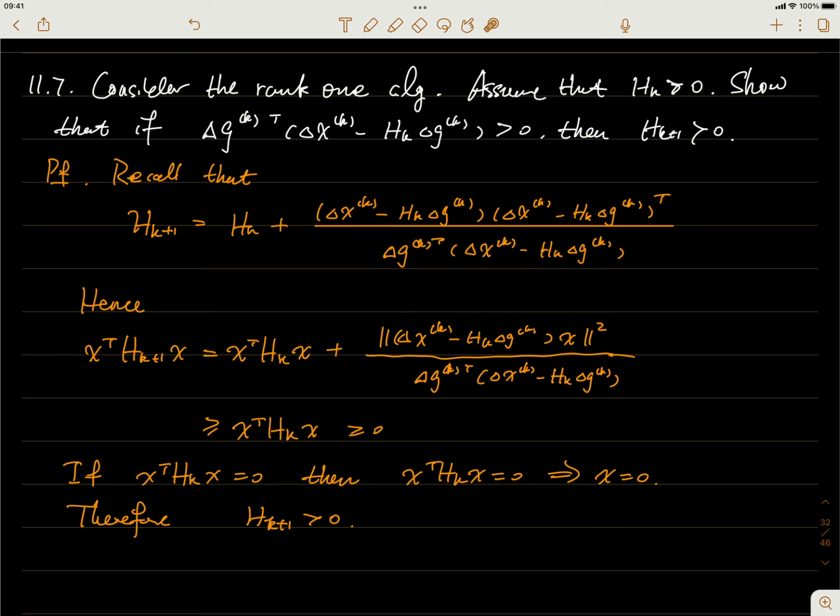It's always greater than or equal to 0, and it's equal to 0 only if x is equal to 0. So that's why this must also be greater than or equal to 0. And if it is equal to 0, that just means that this is equal to 0, and that means x is equal to 0. So in a way, we can see that the H_{k+1} is also a positive definite matrix.